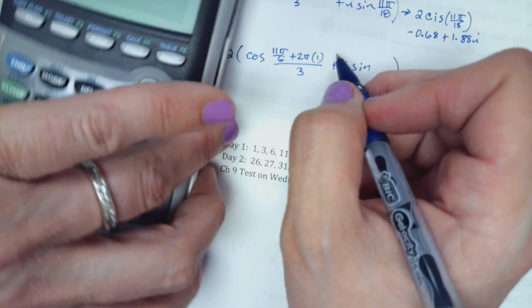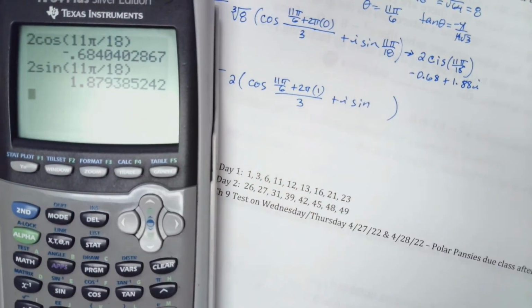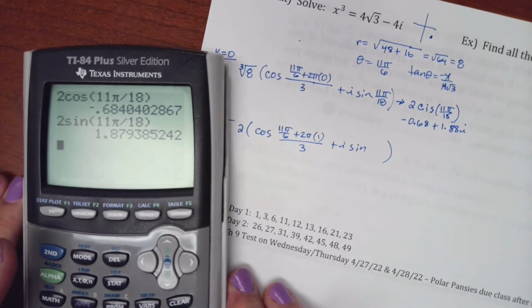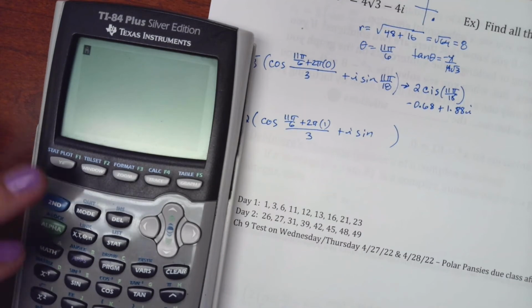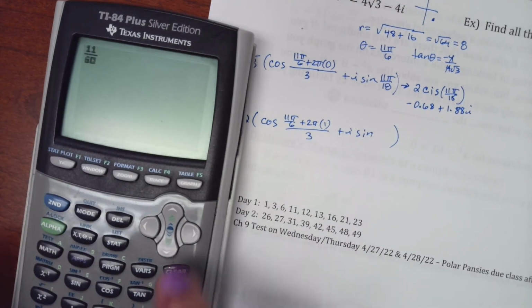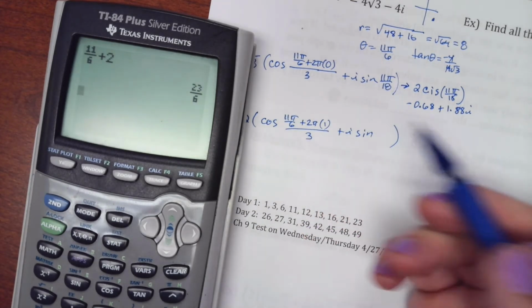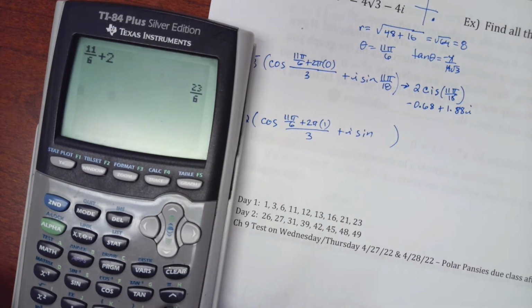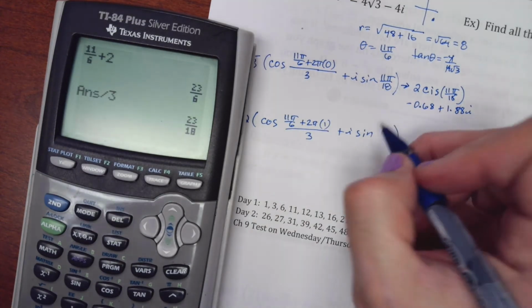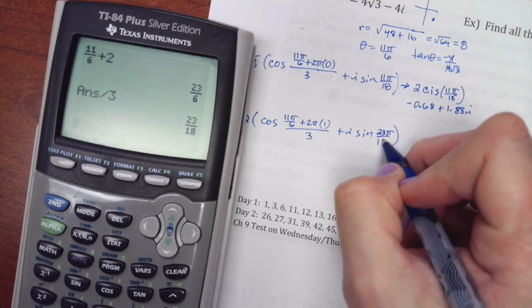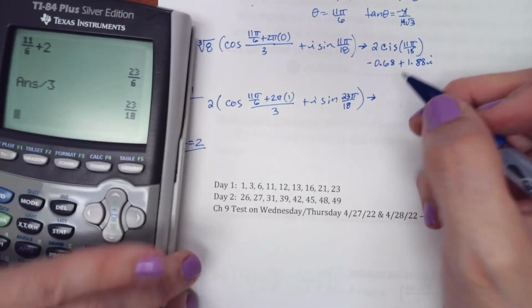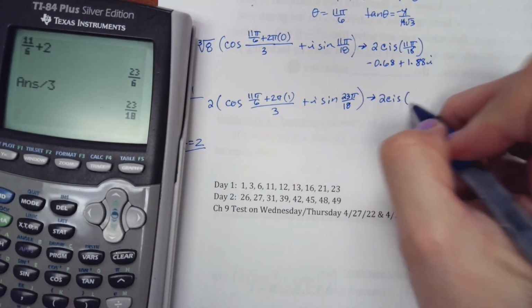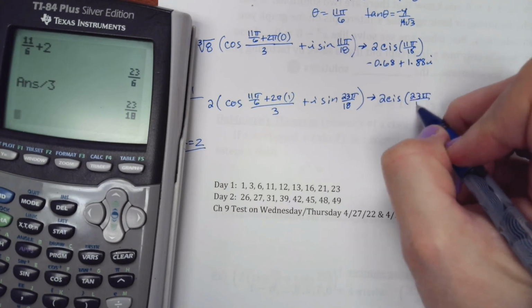So I'm going to go ahead and do this on the calculator, but I'm just not going to use the pi, right? So I want to know what 11/6 plus 2 is. So let me just do a fraction. 11 over 6 plus 2. All right, and get that answer. And it divides by 3. So when I divide by 3, it's just going to make this an 18 down here, but I can just type it in here. So there it is, 23 pi over 18. Also, not something I know from the unit circle, so I'm just going to use my calculator. So I got 2 cosine plus i sine of 23 pi over 18.